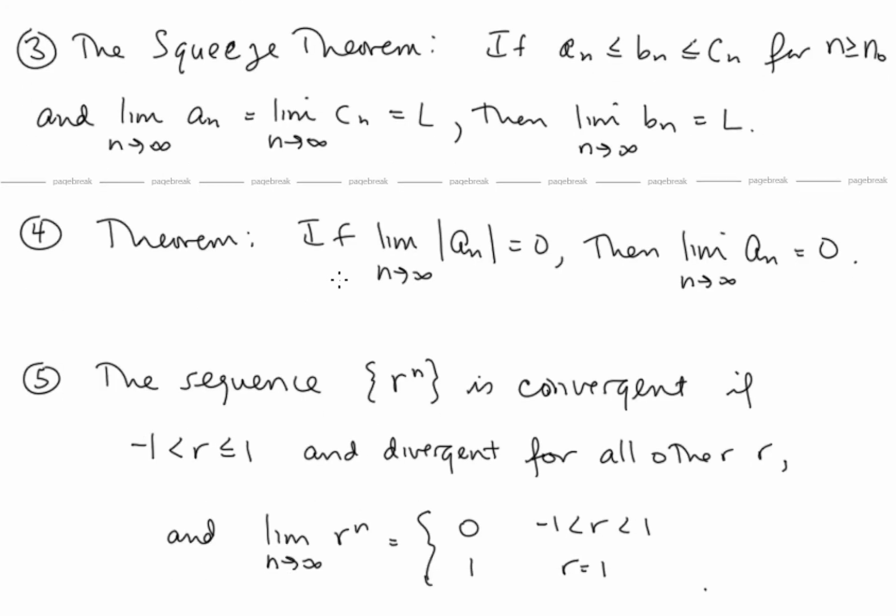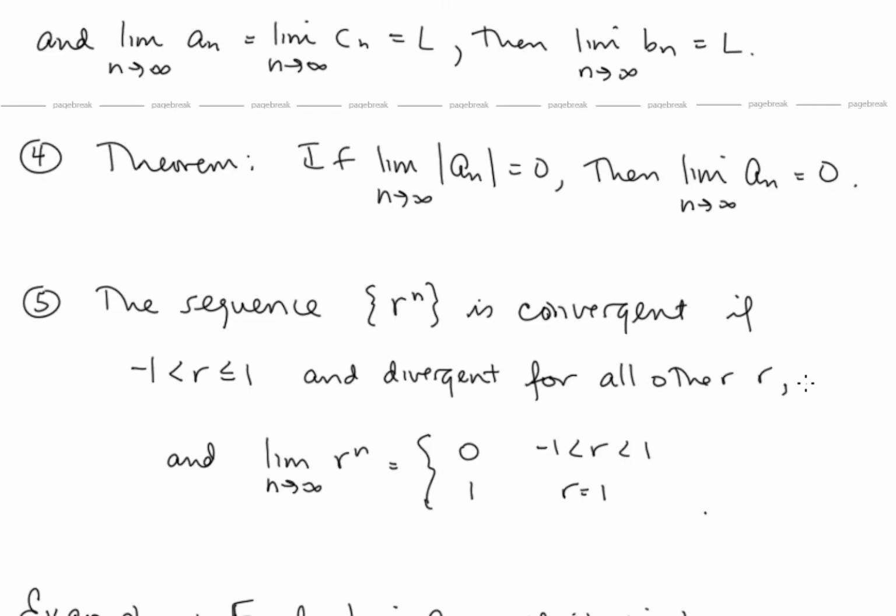We have a theorem that says if the limit as n goes to infinity of the absolute value of a_n is equal to 0, then the limit as n goes to infinity of a_n is equal to 0. So remember that -1 to the n factor that we had to show an alternating sign? This is saying that we can consider the limit of our sequence without that alternating sign. And if that limit is equal to 0, well then our original limit is equal to 0 as well.